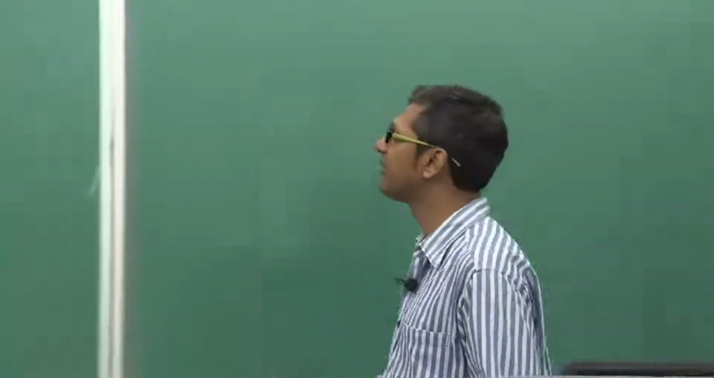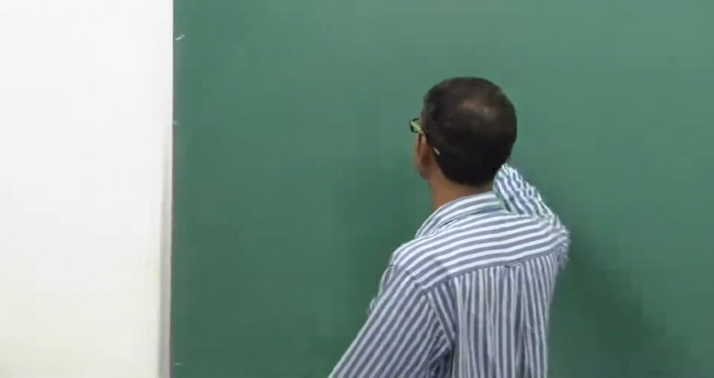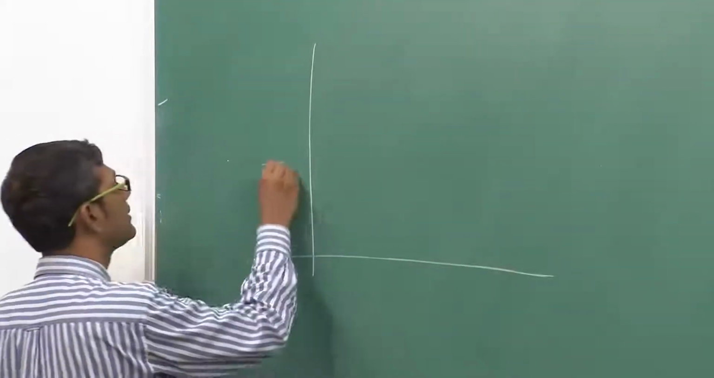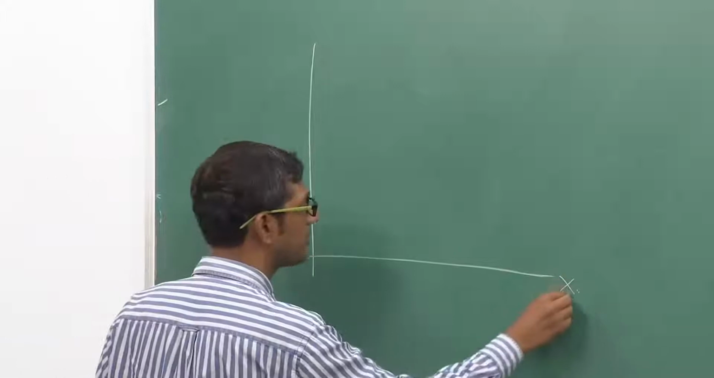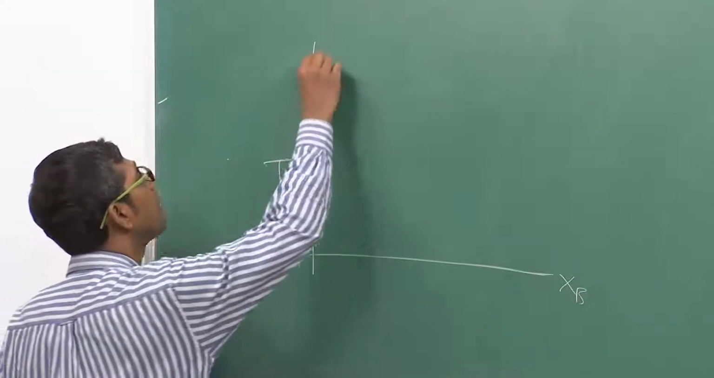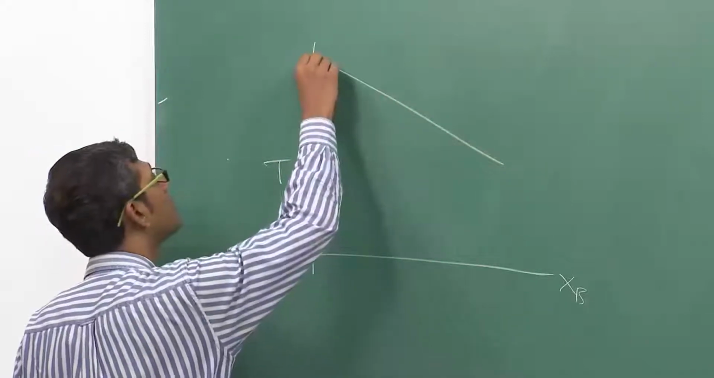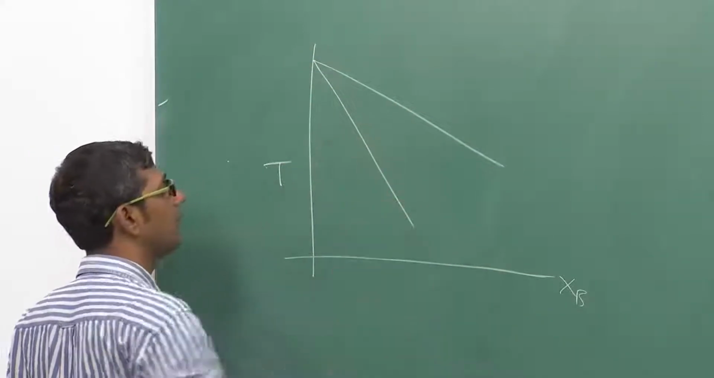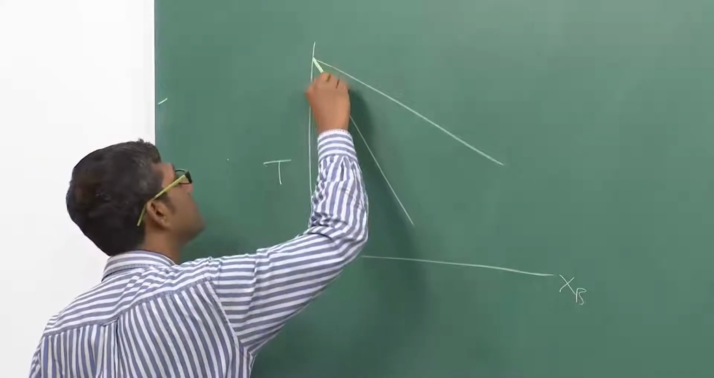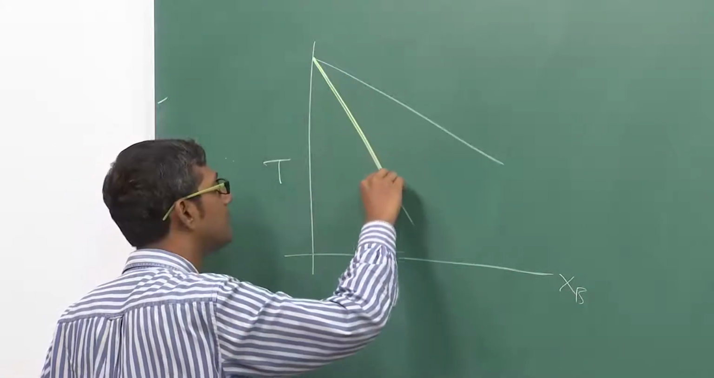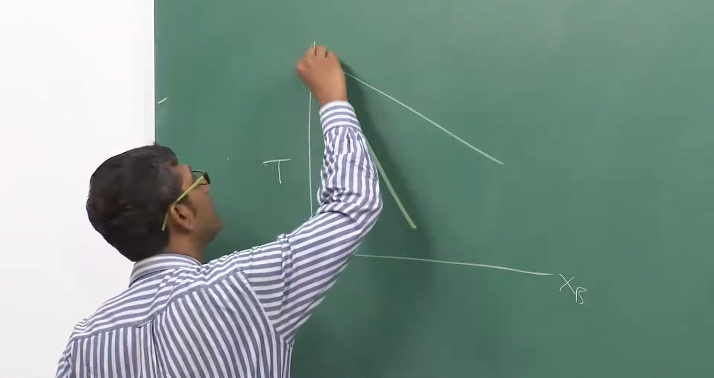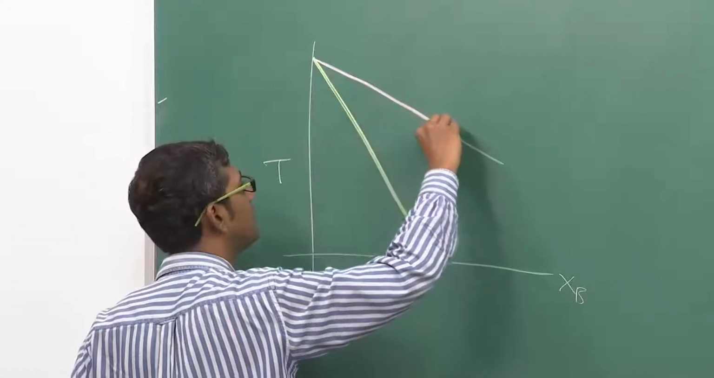So first let me draw a simple phase diagram. This is temperature, this is composition XB. I am drawing part of the diagram. Now let us suppose I have got solidus and liquidus. So I draw solidus by a green line and I draw liquidus by a pink line.